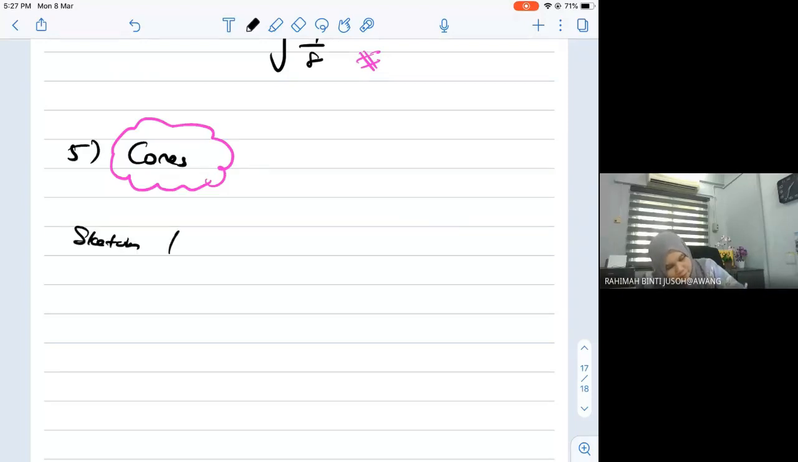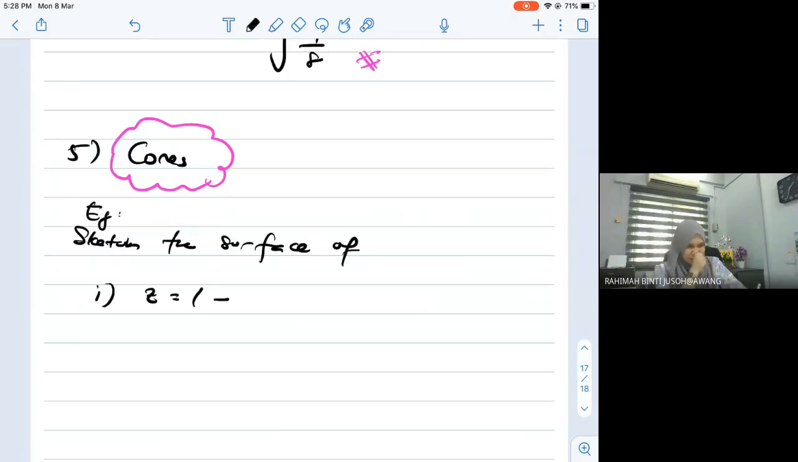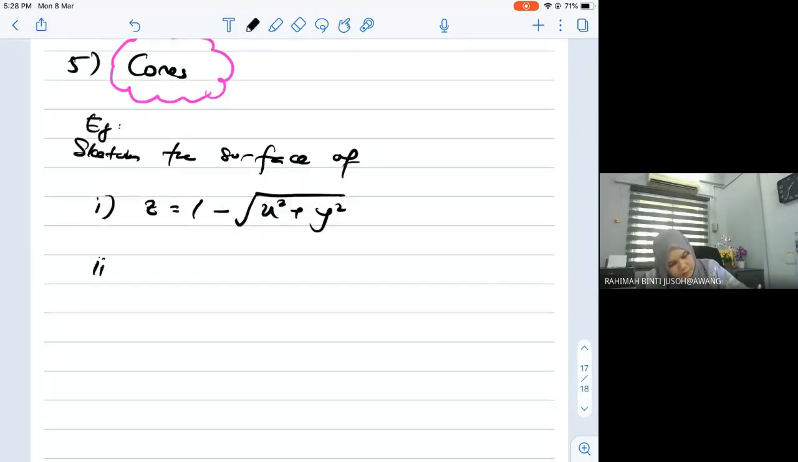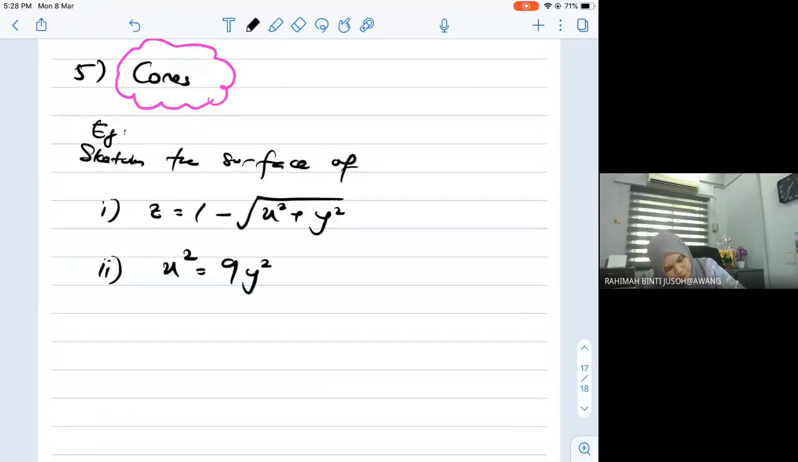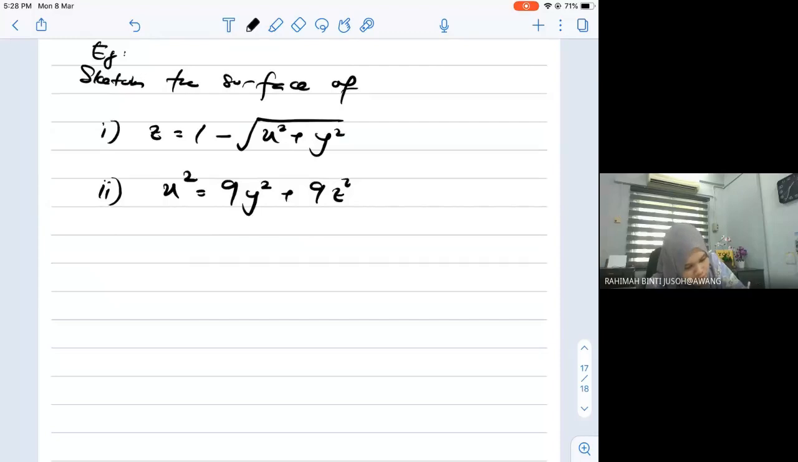Sketch. For example, sketch the surface of number 1. Let's say z equals to 1 minus, let's say, x squared plus y squared macam ni. And then number 2, let's say we have x squared equals to 9y squared plus 9z squared. Okay, kita ada 2 equation sekarang ni. Let us solve one by one. So solution.